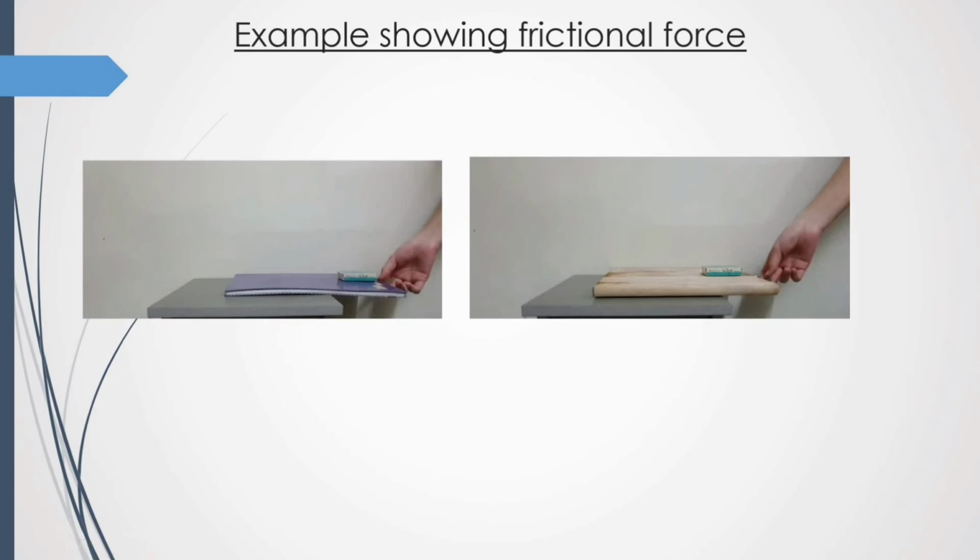Now let us see an example that shows friction is present. After this experiment, we can compare the effect of frictional force using these 2 examples. On the left-hand side, I put an object on an exercise book, which is a smoother surface, and on the other I put the object on a rougher surface, which is a chopping board. We can compare the differences between them when I tilt both of the surfaces.